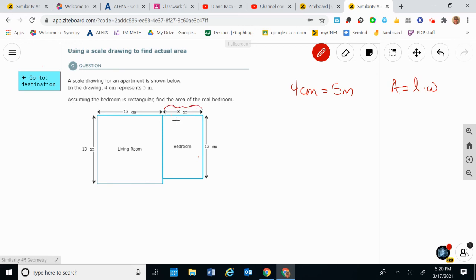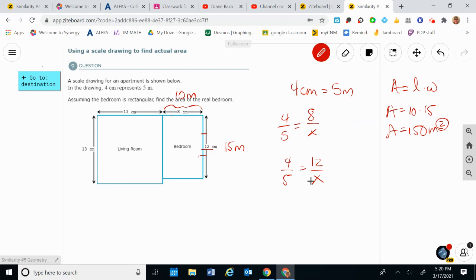If 4 centimeters equals 5 meters, then 8 centimeters is going to be 10 meters because there's two of them. If you want to, you could set up a proportion: 4 over 5 equals 8 over x. Or just know your division. For 12 centimeters, there's 3 fours, 4 plus 4 plus 4, which means 5 times 3, 15 meters. So your area is going to be 10 times 15. Area is equal to 150 meters squared because area is always squared. You could have also set a proportion: 4 over 5 is equal to 12 over x. It always works out.